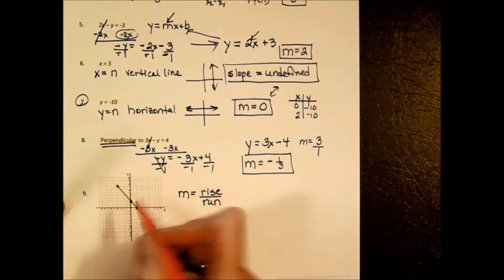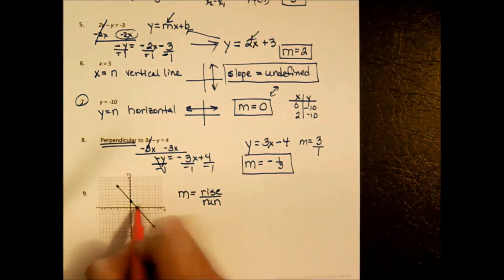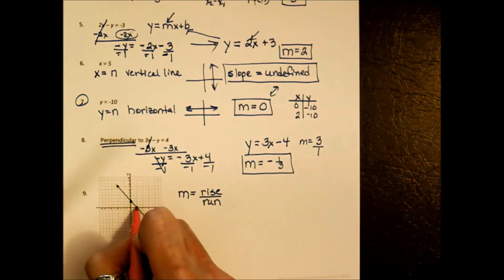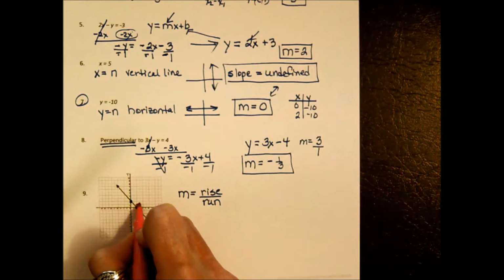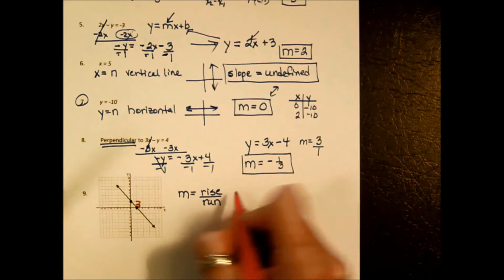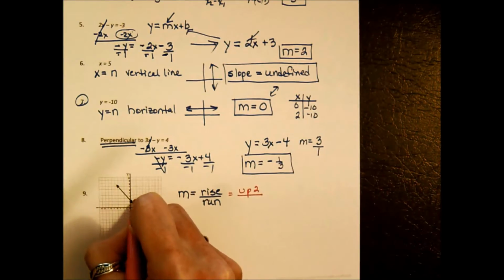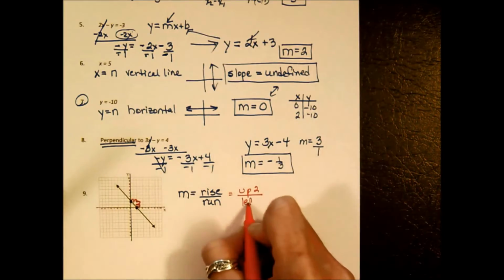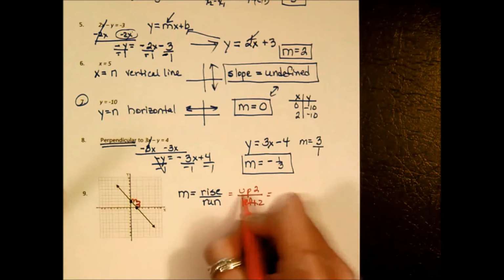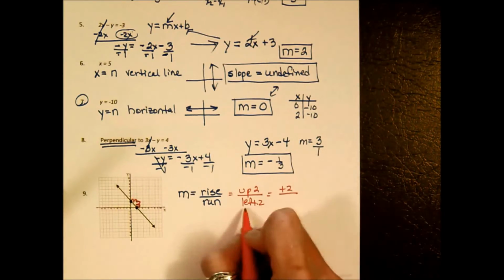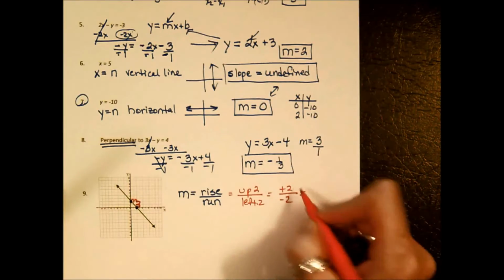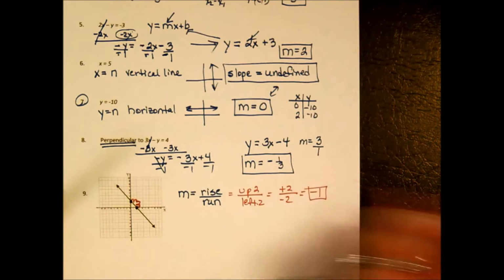So starting with this one, and I'm going to do it in red so you can see the difference here. I'm going to go up 1, 2 in my travel to the other one. So I went up 2, and then I go left 2. Up is a positive direction, left is a negative direction, so I end up with slope of -1.